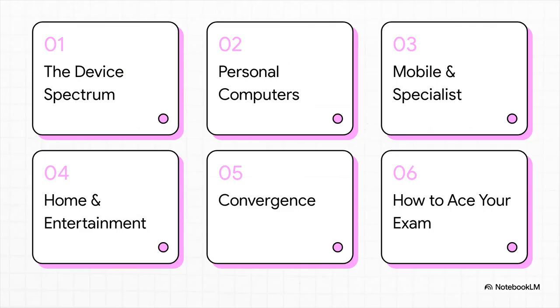Okay, so here's the game plan. We're going to walk through this whole spectrum of devices, starting with personal computers, then mobile stuff, and even home entertainment. And while we do that, we'll look at this really important idea called convergence, basically how all these devices are starting to merge. And stick with me, because at the end, I'll give you a super simple way to use all this knowledge to absolutely nail your exam questions.